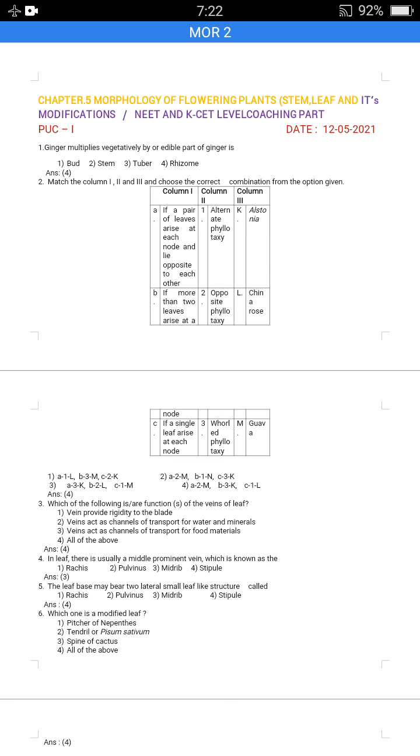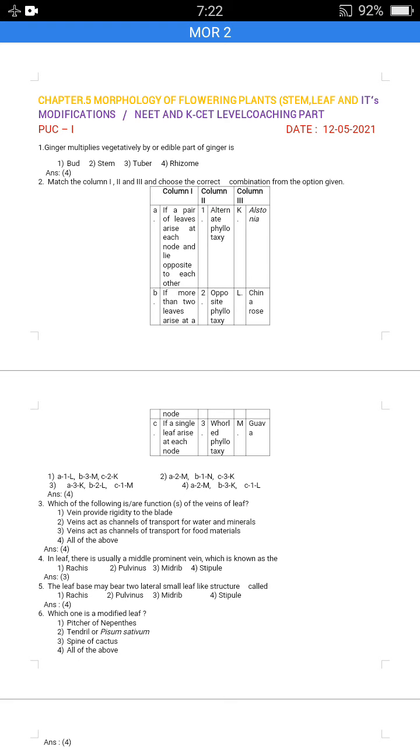So photosynthesis takes place in the leaf, so food material is prepared by the leaf, hence it is also called the kitchen of the plant. Those food materials also will be transported by the veins. So these are the main functions of the veins present in the leaf. So option 4 is correct, students.